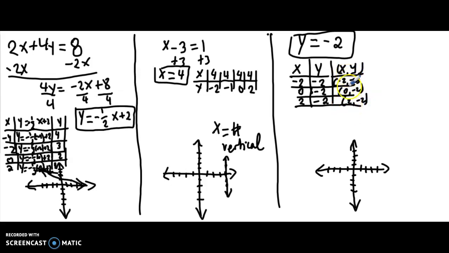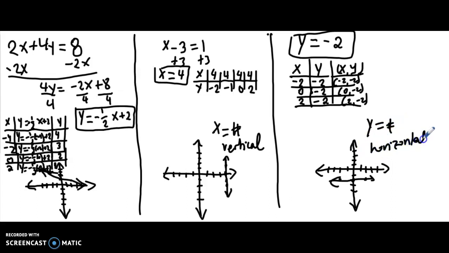So let's go ahead and graph those 3 on the number line. Remember, graphing a point means dot. Start from the origin. 2 left, 2 down. Origin, nowhere left or right, but down 2. Here we go. Origin, 2 right, and 2 down. There's my horizontal line. So anytime you have y equals a number, you always expect to get a horizontal line.